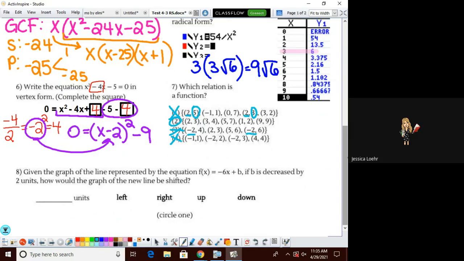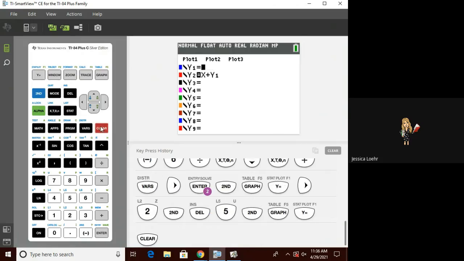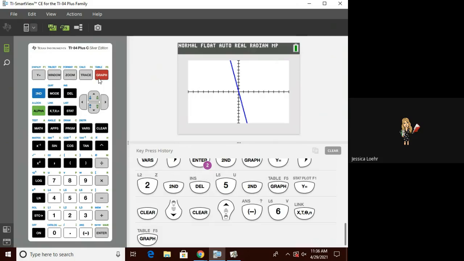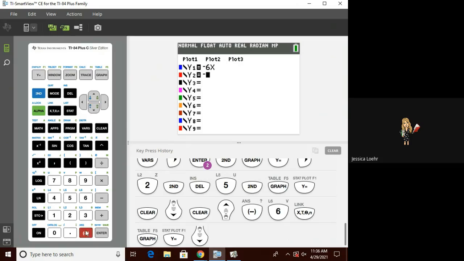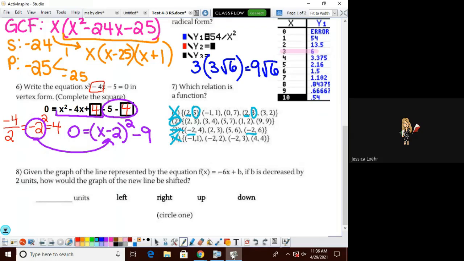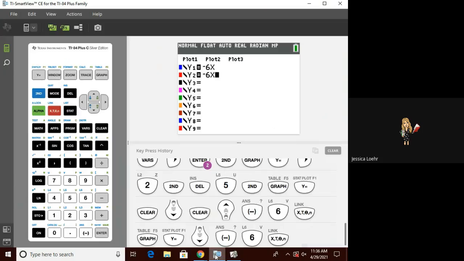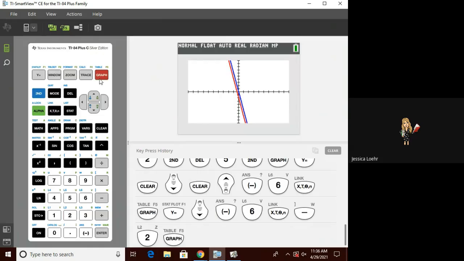Number 8, given the graph of the line expressed by the equation negative 6x plus b, if b is decreased by 2 units, how would the graph of the new line be shifted? You have a couple options for this. You can plug this right in the calculator. First plug in negative 6x. See what it looks like? Then plug in the next one, negative 6x, and they said they were going to decrease b by 2. So if it started out as 0, because I just plugged in negative 6x plus 0, I can plug in negative 6x minus 2 for the second one and look at what happened.